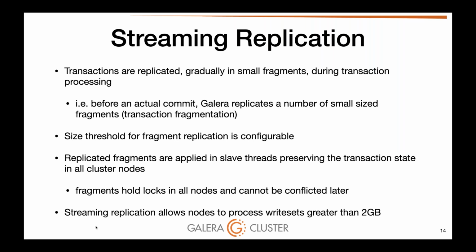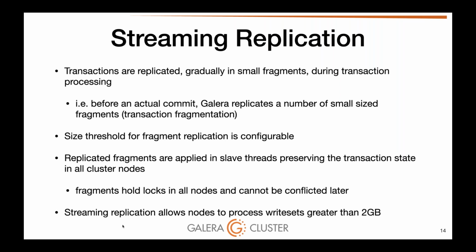Fragment sizes can be controlled on a per query basis, so you don't actually have to have streaming replication turned on by default. You can just basically say, I'd like this next transaction, it's going to be big, it's going to be a LOAD DATA INFILE. I'd like it to stream, and I'd like it to chunk every 20,000 rows to have it replicated without any issue.